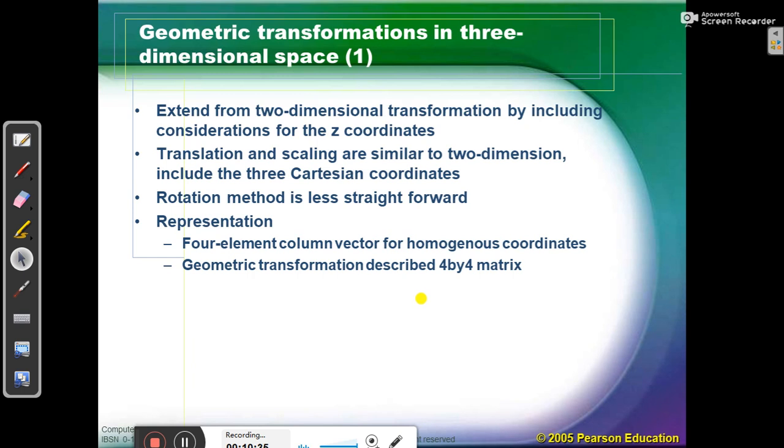So that is all for this video. In the next video we are going to discuss geometric transformation in three-dimensional space.